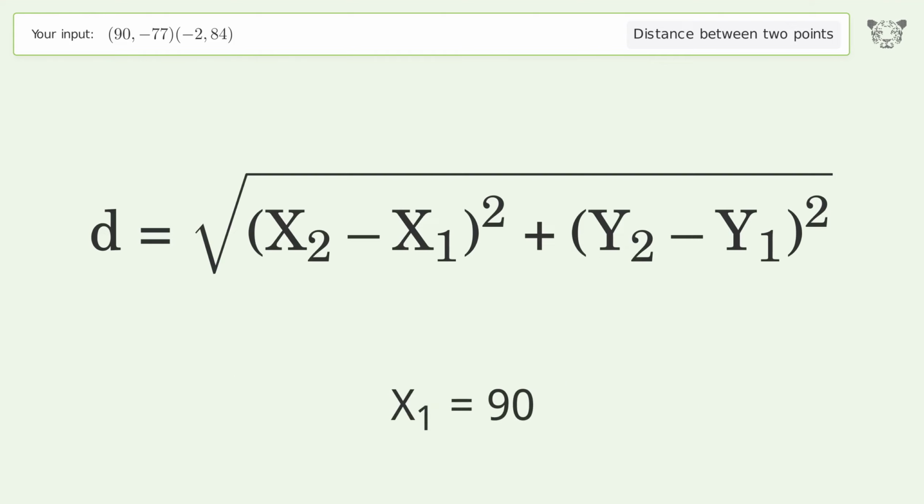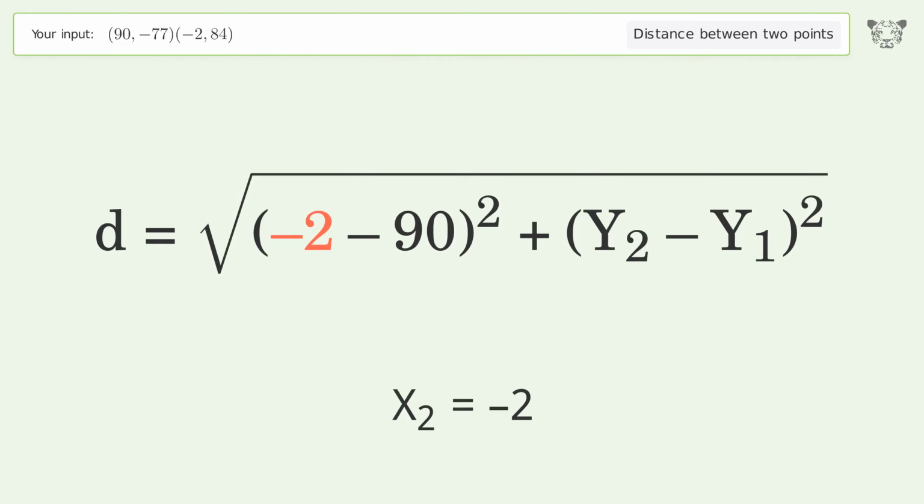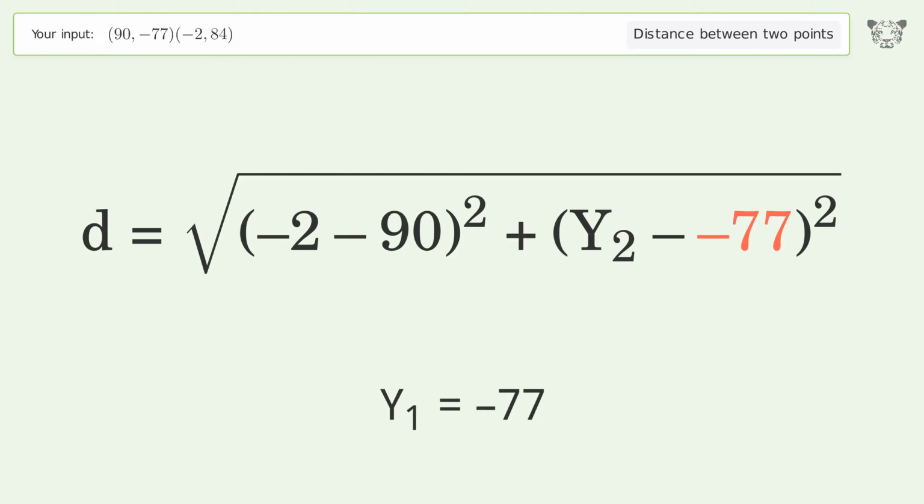x1 equals 90. x2 equals negative 2. y1 equals negative 77. y2 equals 84.